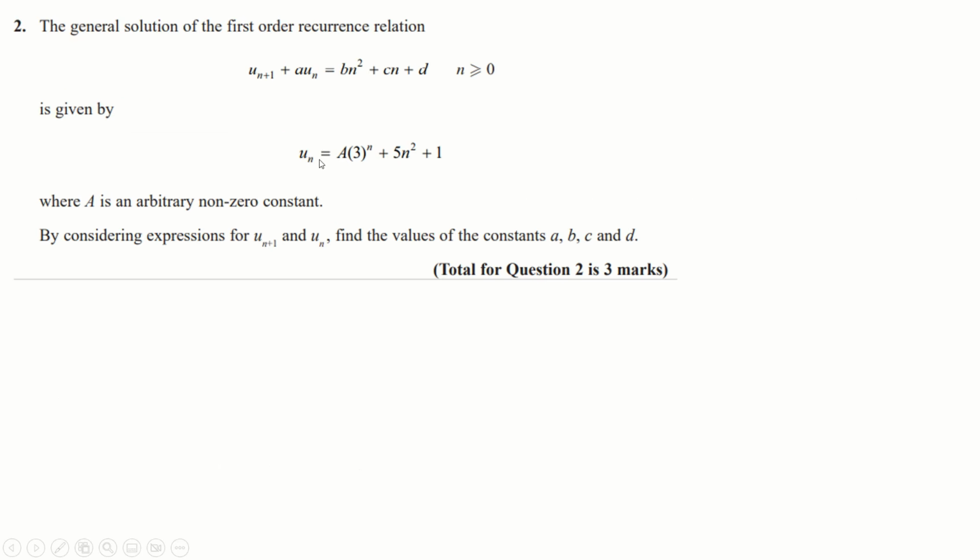Question 2 then, it's kind of an interesting question. I think I did this in a really stupid way, to be honest. U_n plus 1 and U_n. So I made expressions for those. I made this one U_n plus 1 by just putting n plus 1 everywhere.